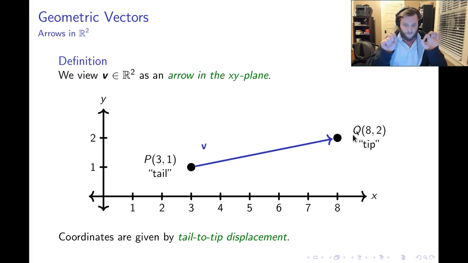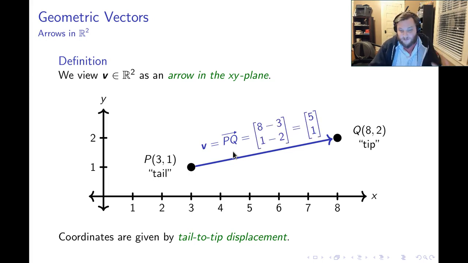So if you just place an arrow in the xy plane, you can look for the tail, which is a point, and you can look for the tip, which is a point. And we have notation to refer to this. This is called displacement notation, maybe. So here we just write PQ with an arrow on top. And how do we get coordinates here? We look for displacement. So the idea is that we take the coordinates in the tip, and then we subtract the coordinates in the tail.